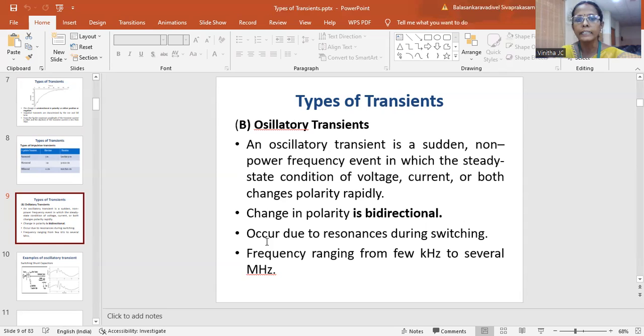These oscillatory transients may occur due to resonances during switching conditions. And the frequency of these oscillatory transients may range from a few kilohertz to several megahertz.